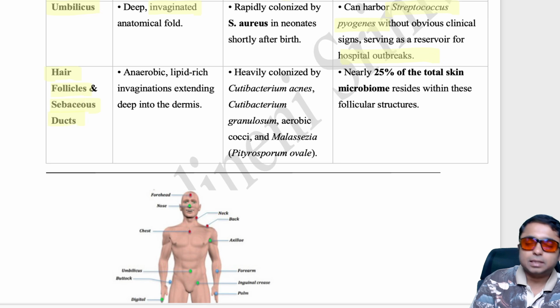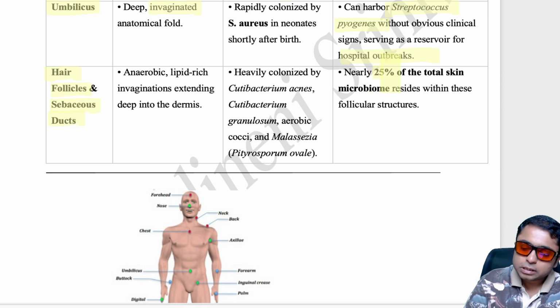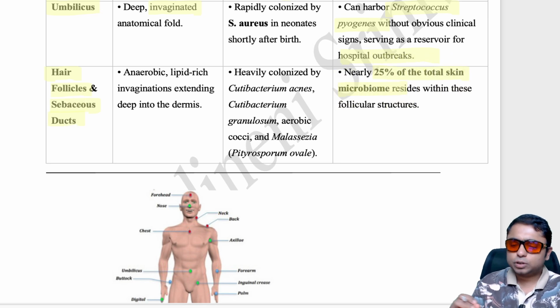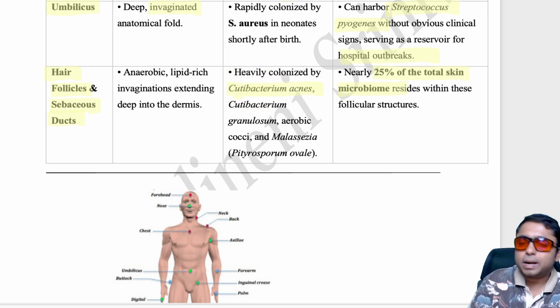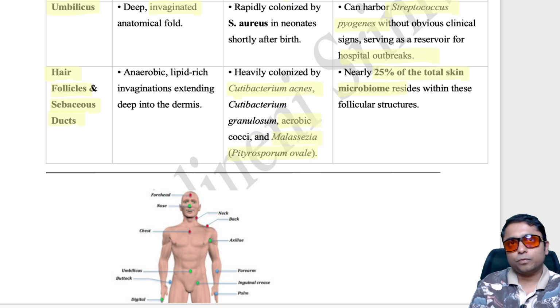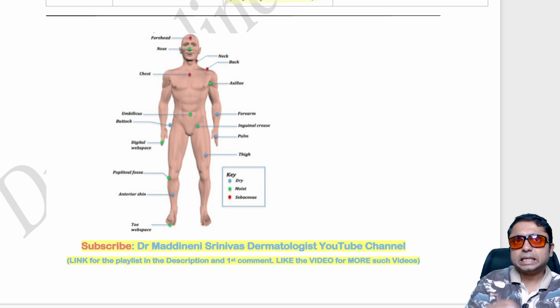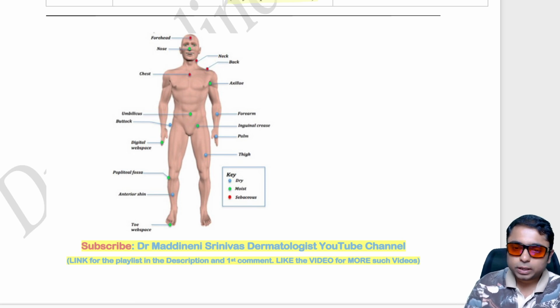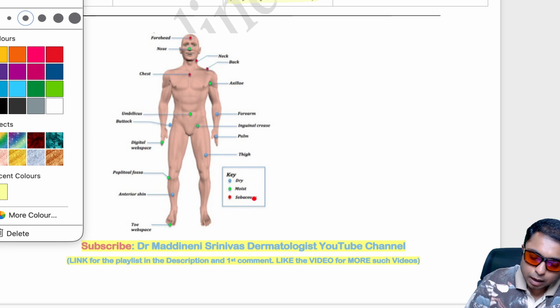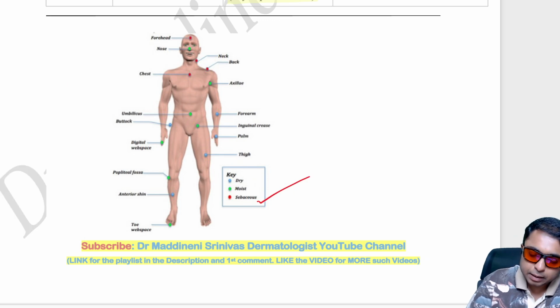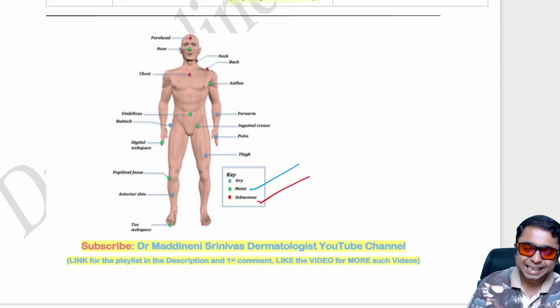Hair follicles and sebaceous ducts. Remember, dear students, these form up to 25% of the total skin microbiome. You should have an idea about what the organisms could be. Commonly it is Cutibacterium, aerobic cocci, and Malassezia, Pityrosporum ovale. These are the sites you can remember pictographically. The oily sites are marked as sebaceous sites in red, the moist areas are marked in green, and the rest are dry areas.